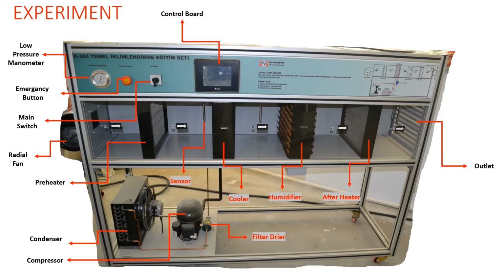Elements of the experiment setup can be seen in this figure: control board, low pressure manometer, emergency button, main switch, radial fan, preheater, condenser, compressor, filter dryer, sensors, cooler, humidifier, afterheater, and outlet section.